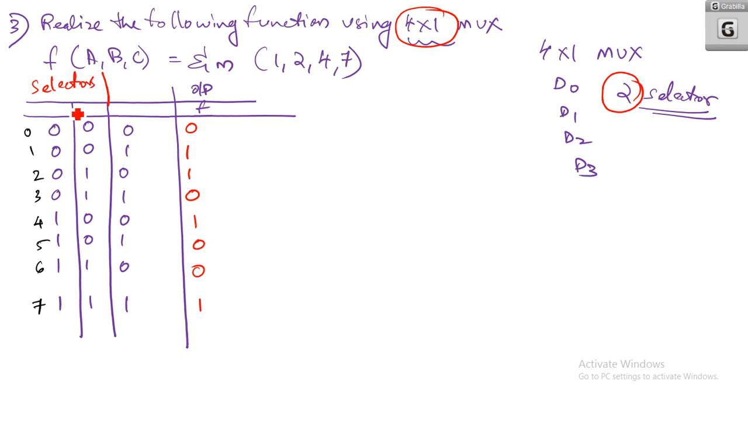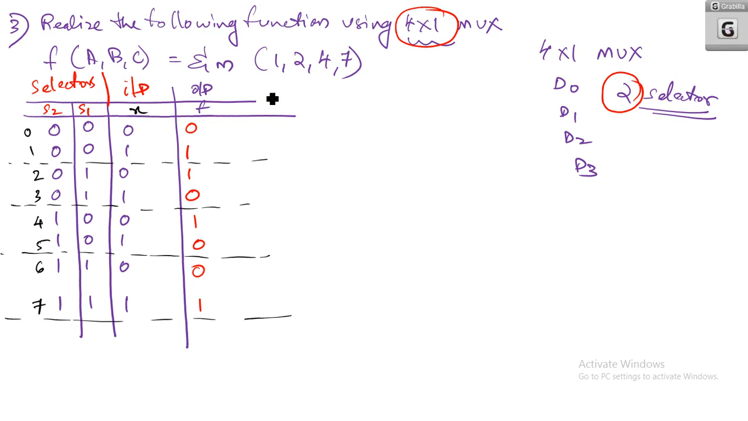Selectors as this one only, S2 and S1. The last one you should choose as an input. Again, you do the same thing. Select 2 by 2 means 2 each. Do the same thing. Okay. This is an input X. You can take the input as X.